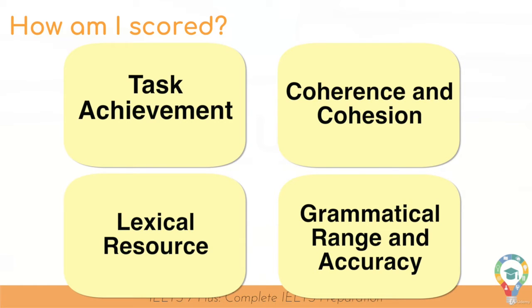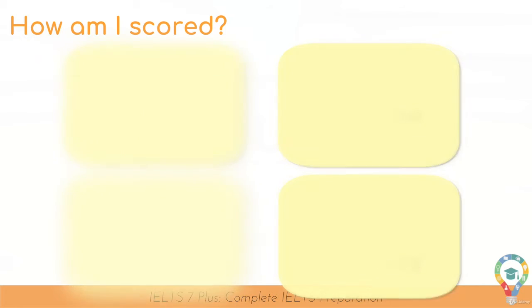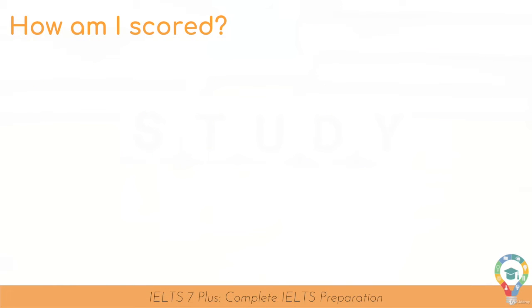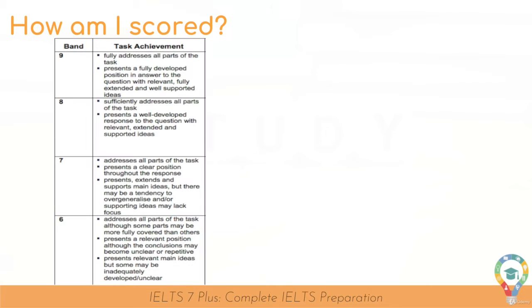I believe it's highly useful for you to understand these 4 assessment criteria, as you will know exactly what the examiner is looking for in your essay. Now we'll go into a lot more detail about what you need to do to score highly in each of the 4 band descriptors. First up, we'll be taking a look at task achievement, and this measures how well you answer the question. Here are the band descriptors from 6 to 9. If you want to take a closer look, download the full band descriptors in this lesson.